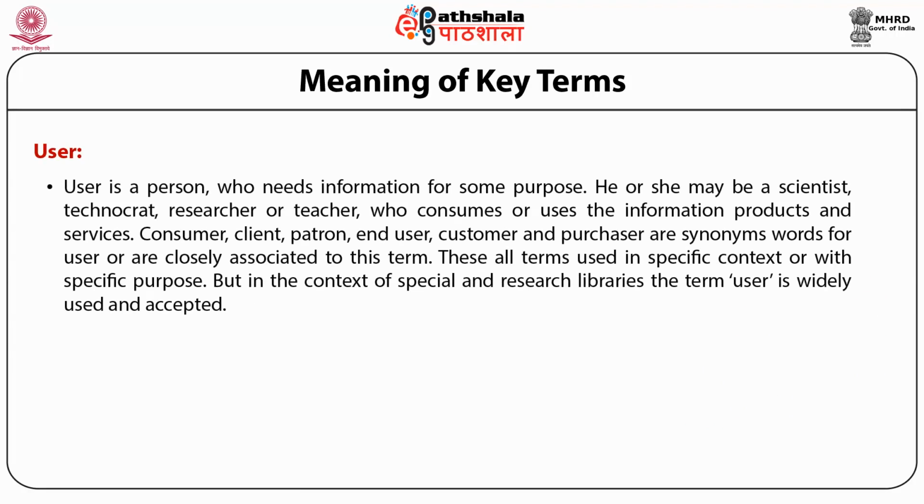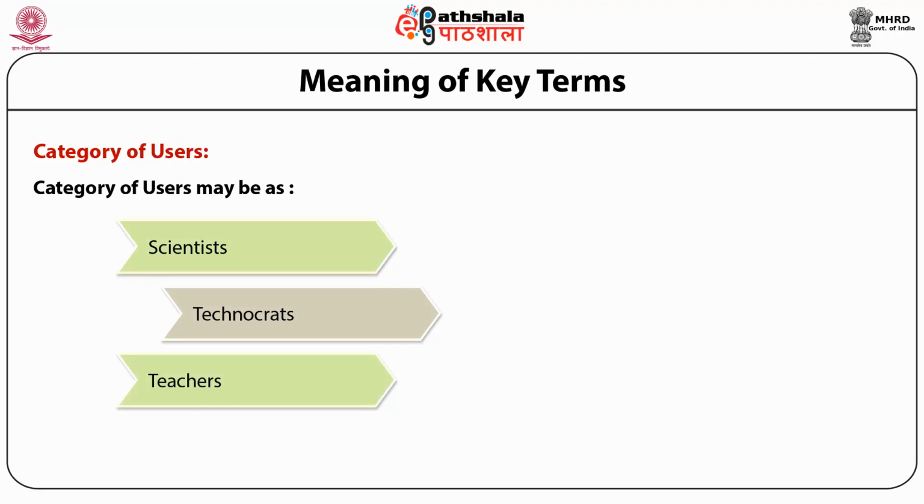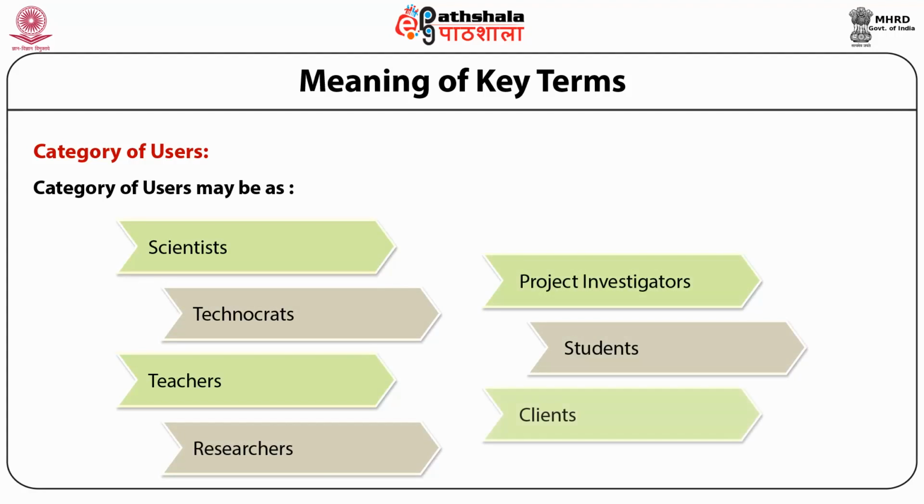User. A user is a person who needs information for some purpose. He or she may be a scientist, technocrat, researcher, or teacher who consumes or uses the information products and services. Consumer, client, patron, end user, customer, and purchaser are synonymous words for user or are closely associated with this term. These are all used in a specific context or with a specific purpose. But in the context of special and research libraries, the term user is widely used and accepted. Category of users may be scientists, technocrats, teachers, researchers, project investigators, students, clients, etc.